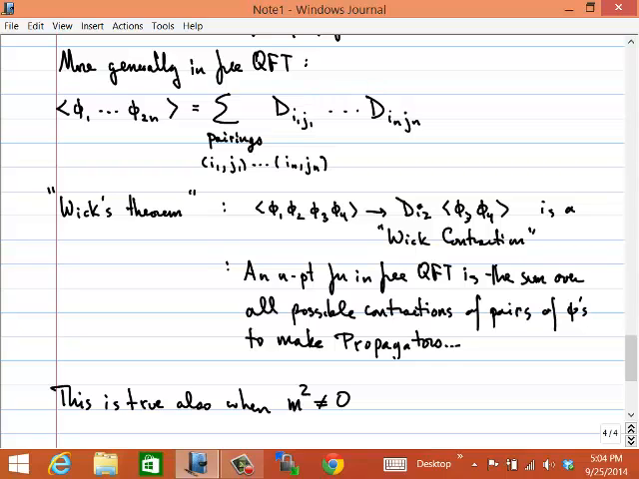Is everything clear so far? Okay. We're now going to get to the fun stuff, where we start considering interactions. But before I get into that, I just want to check and make sure that we're all on the same page here.